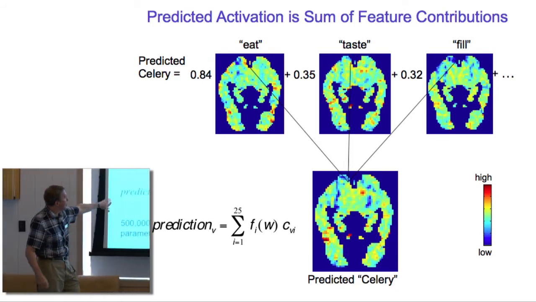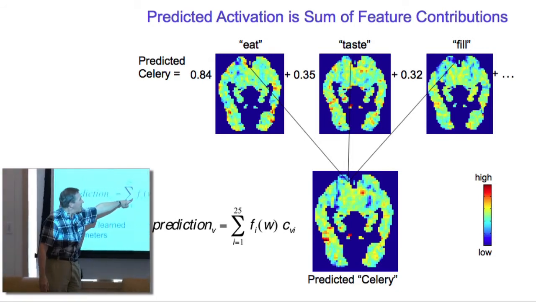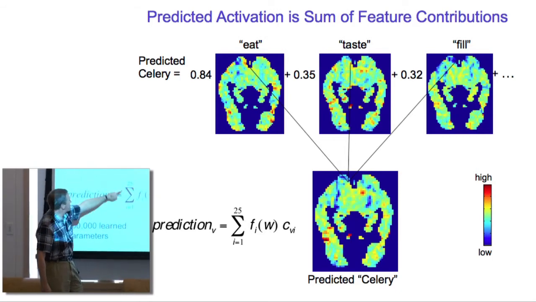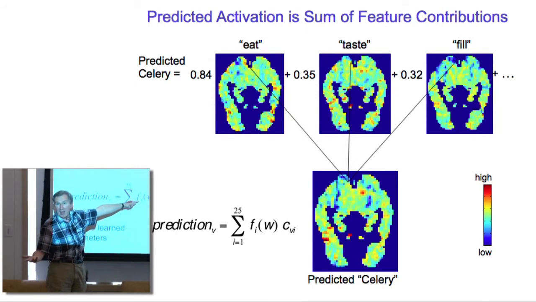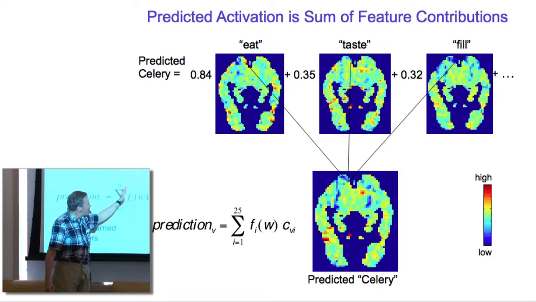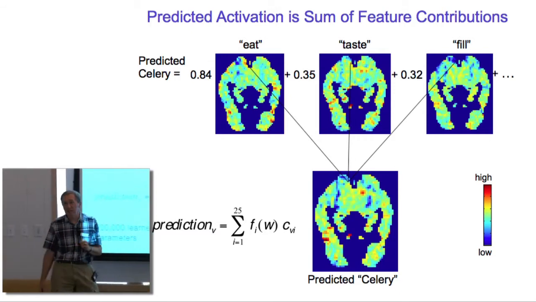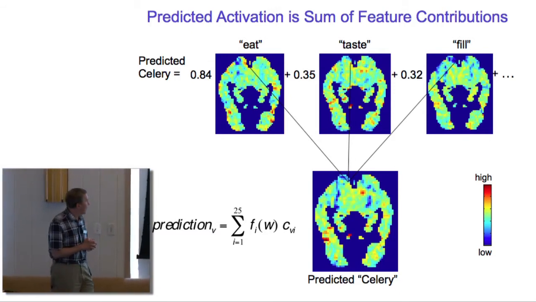So in the end, the prediction at each voxel v is just the sum over 25 features. Each feature is the frequency of the stimulus word with verb i, eat, taste, etc., times some coefficient that tells how much that particular feature contributes to voxel v. Okay, so a standard linear regression, really.